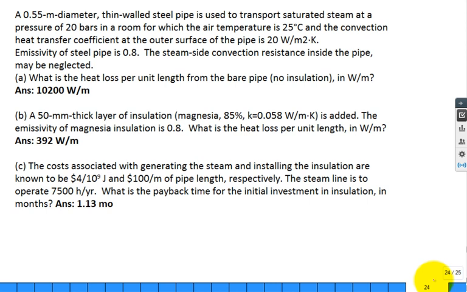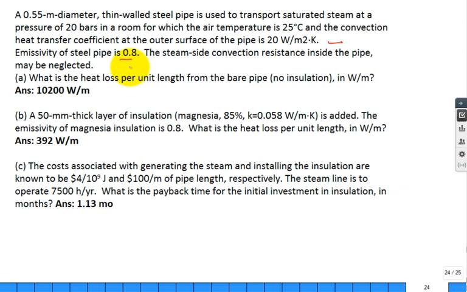All right, so this was one of the homework problems, correct? So what we have is a certain diameter. Here it is for this draw, 0.55 meter diameter thin-walled steel pipe is used to transport steam at a pressure of 20 bar in a room for which the air temperature is 25 C and the convection heat transfer coefficient on the outside surface of the pipe is 20 watts per meter squared Kelvin. Let me pause right there. Did anything change other than maybe a number or two between your problem and this one that I'm solving? That's fine. It's okay? All right. The emissivity of the pipe is 0.8.